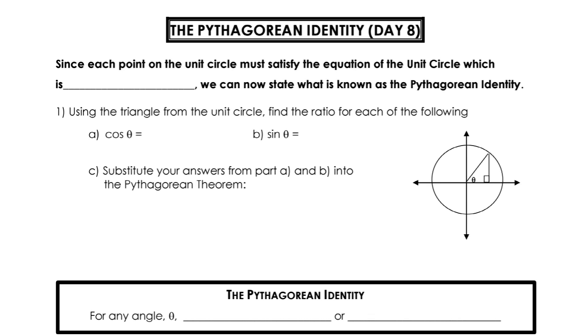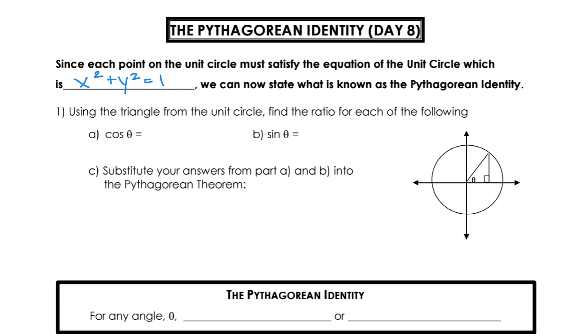Okay, so we're on day 8 notes, and we're going to talk about the Pythagorean, not theorem, but identity, but it comes from the Pythagorean theorem, okay? So it says, since each point on the unit circle must satisfy the equation of the unit circle, which is x squared plus y squared equals 1, because the center is at 0, 0, and the radius is 1, we get that for our equation of our circle. We can now state what is known as the Pythagorean identity.